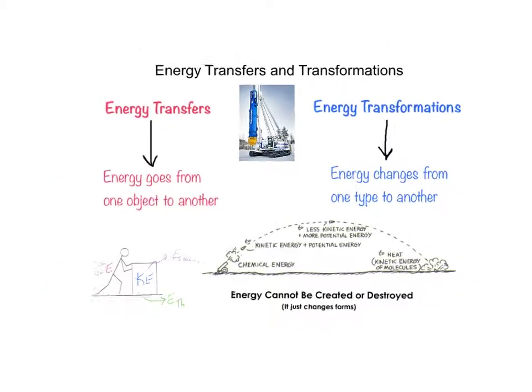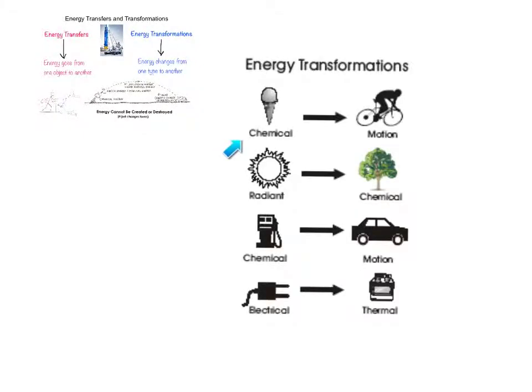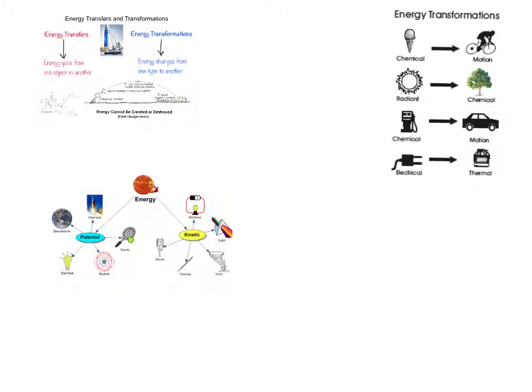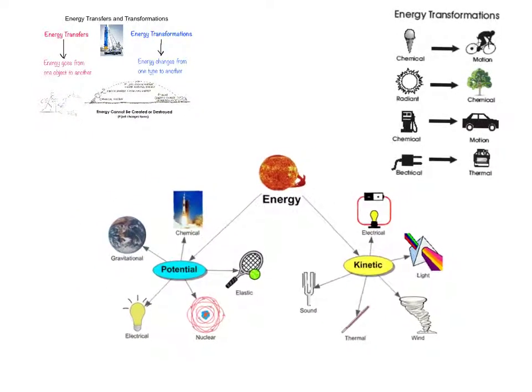And really, we can see these energy transfers and transformations happening all around us. Chemical energy gets transformed into energy of motion, kinetic energy. Radiant energy from the sun gets transformed into chemical energy. We can have chemical energy again into motion with a car. We have electrical energy being transformed into thermal energy as we cook our food. And ultimately, all of the different types of energy that we see in our universe, in our world, comes from, ultimately, the sun.